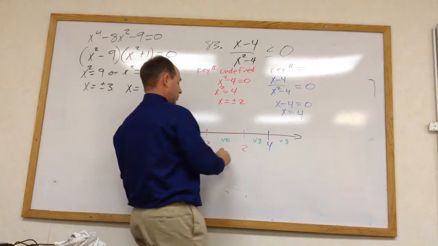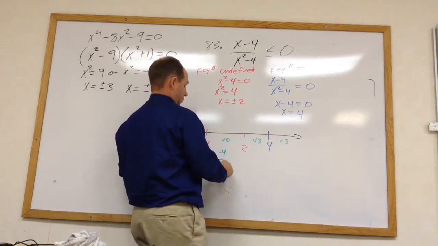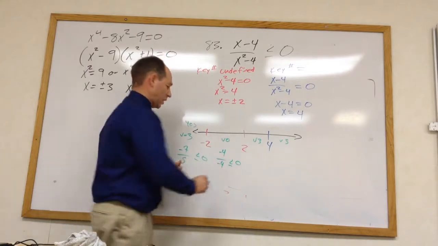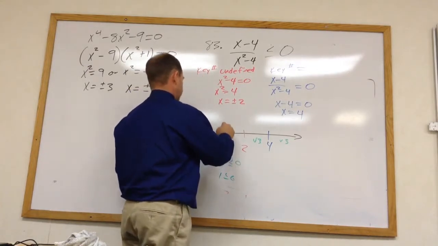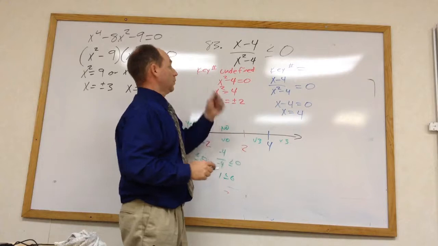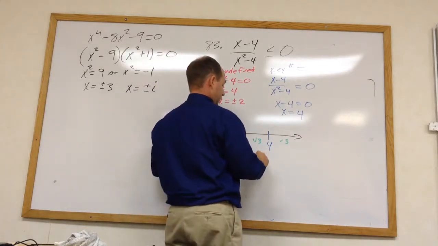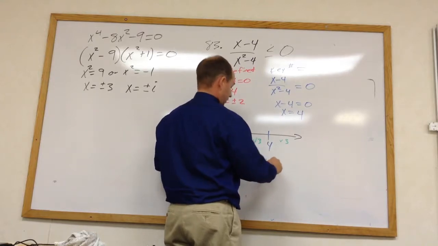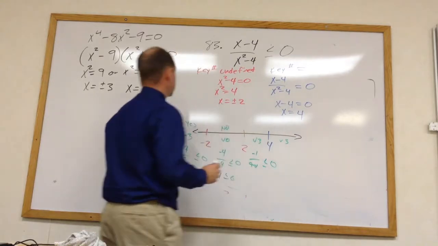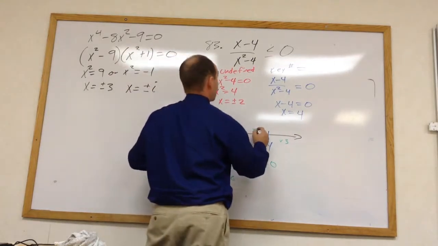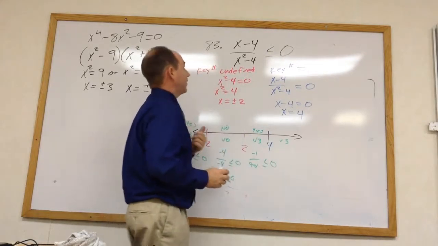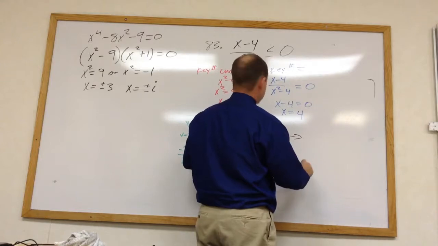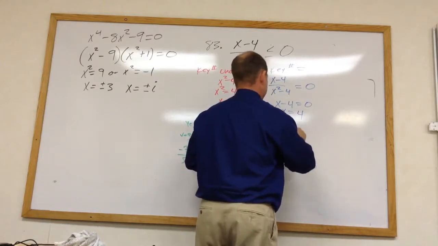When I check 0, I get negative 4 over negative 4. Is that less than or equal to 0? And that answer is no, that's 1. 1 is not less than or equal to 0, so that answer is no. When I check 3, 3 minus 4 is negative 1 over 9 minus 4. Is that less than or equal to 0? And that answer is yes. Okay, and I check 5. 5 minus 4 is 1. 5 squared is 25 minus 4. Is that less than or equal to 0? And that answer is no.